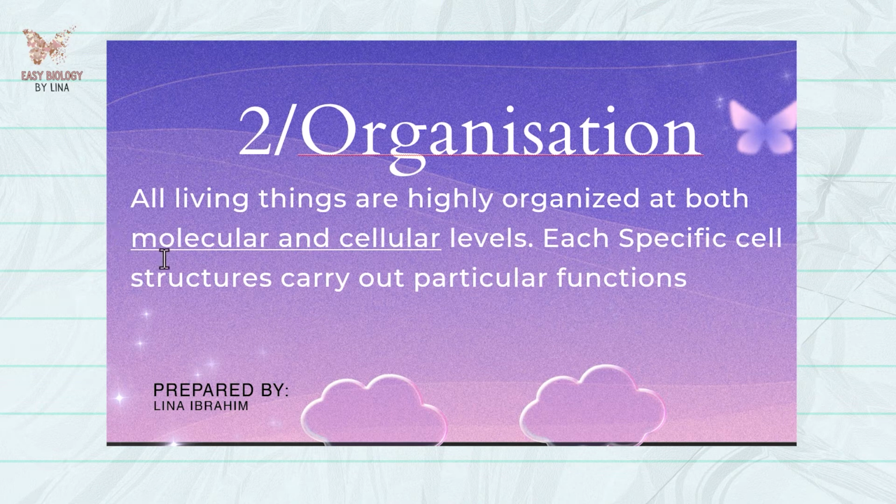And what we mean by molecular is that inside any cell we have small structures which are named organelles, and inside these organelles we have molecules, and these molecules are made up finally of the smallest unit which is named the atom. So they are highly organized. All these organisms are highly organized in both these levels, molecular and cellular. And as we said before, each specific cell structure carries out a particular function. For example, we have the nervous cell, the muscular cells, and the red blood cells. Each one has its specific function to do inside the body.